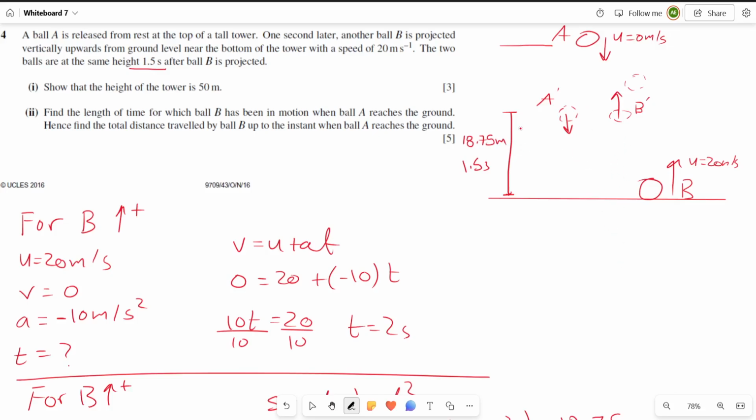Okay, now let's see the distance that A moved from the top down to here. When we combine this distance plus that distance x, it will give us the height of the whole tower.